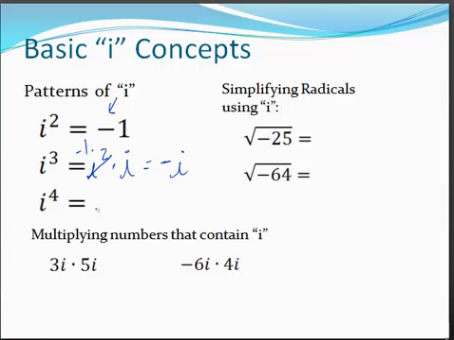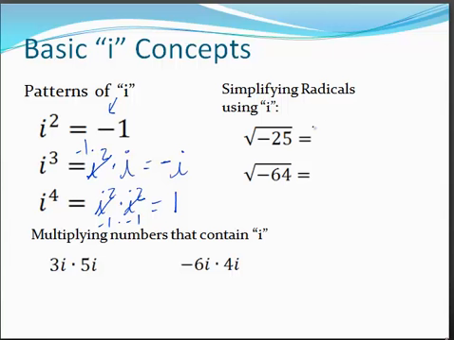i to the 4th is i squared times i squared, both of which are negative 1. So negative 1 times negative 1 is 1. So there are patterns to i that you can keep going. If you're interested in it, you can look it up online. It gives you what happens with i and how it flip-flops between negatives and positives and things like that. But what we really use it for is simplifying radicals, like when we get a square root that's negative and using the quadratic formula.